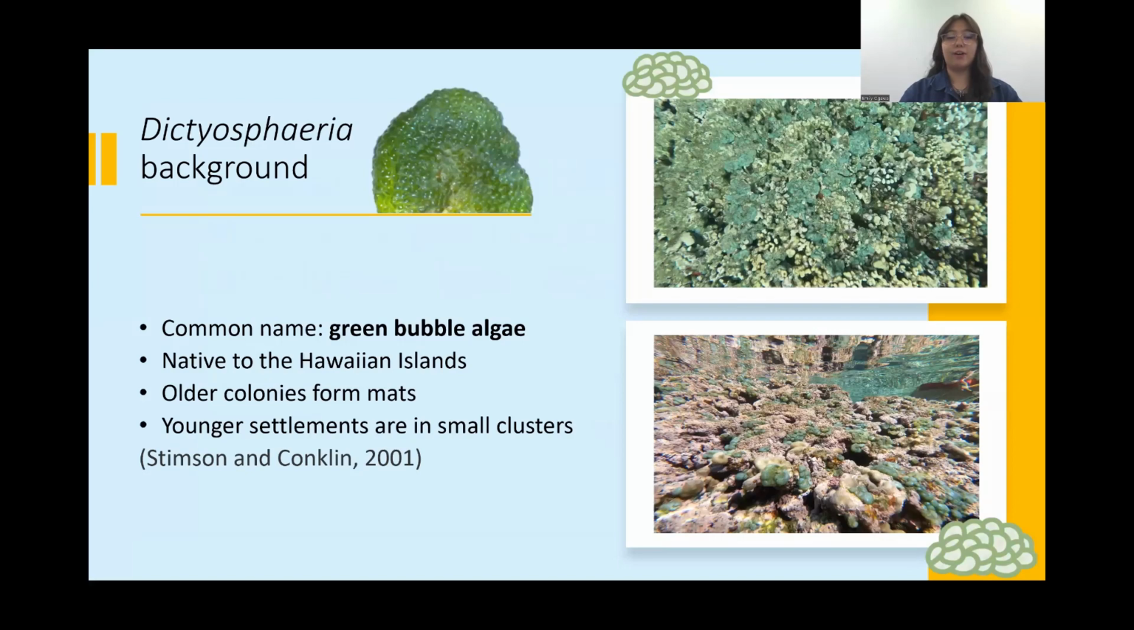So, for some background on Dictyosphaeria, it is commonly known as the green bubble algae, and it is native to the Hawaiian Islands, as seen in the picture at the right. Older colonies tend to form dense aggregated mats, and younger colonies tend to form small clusters.